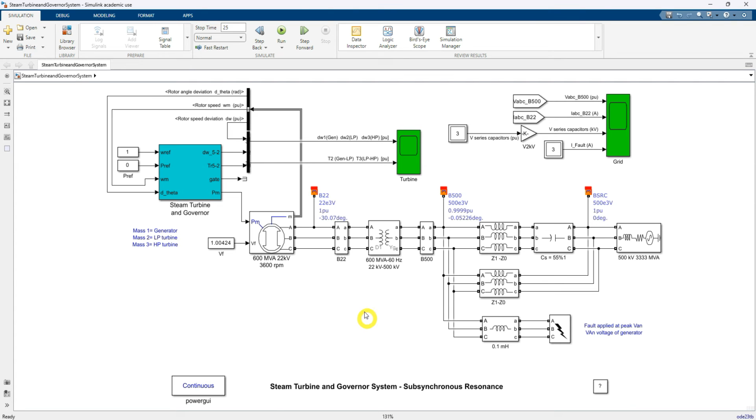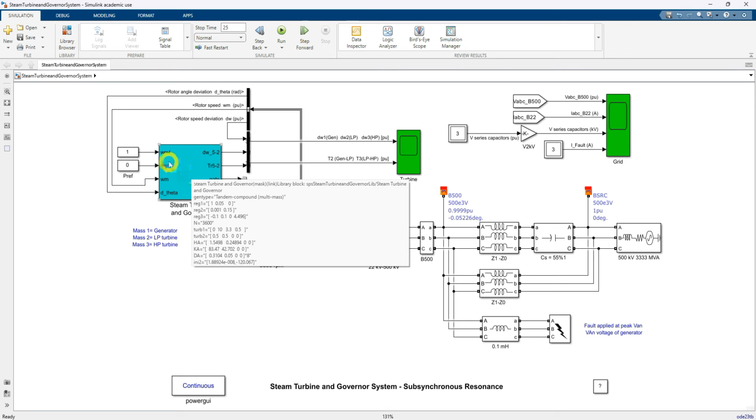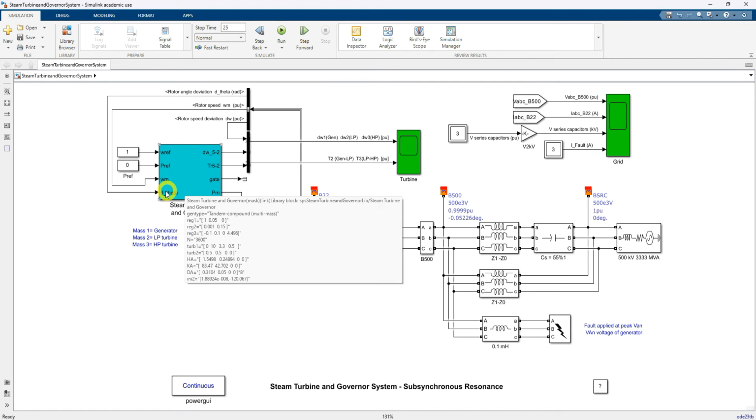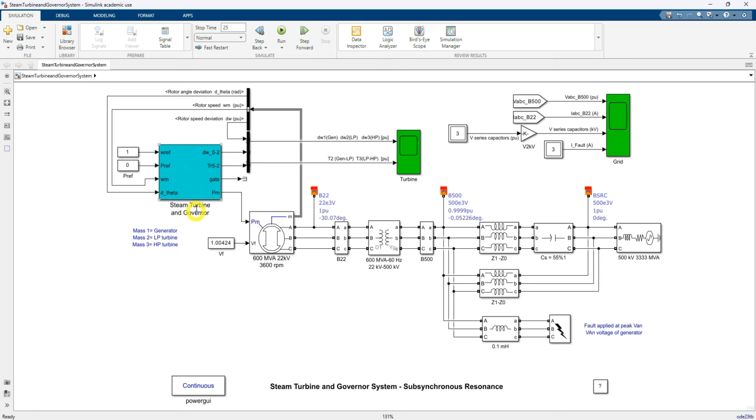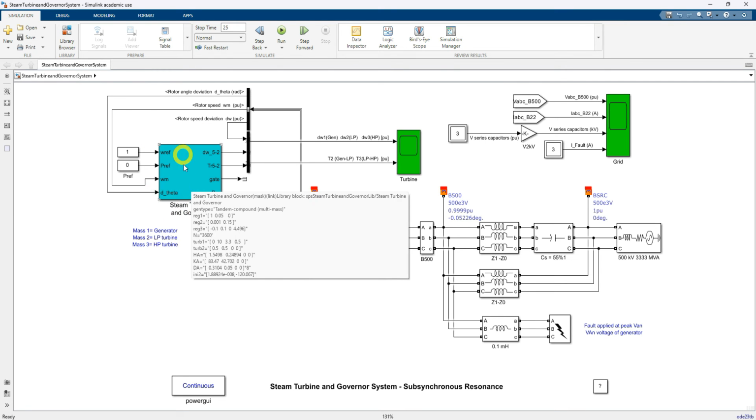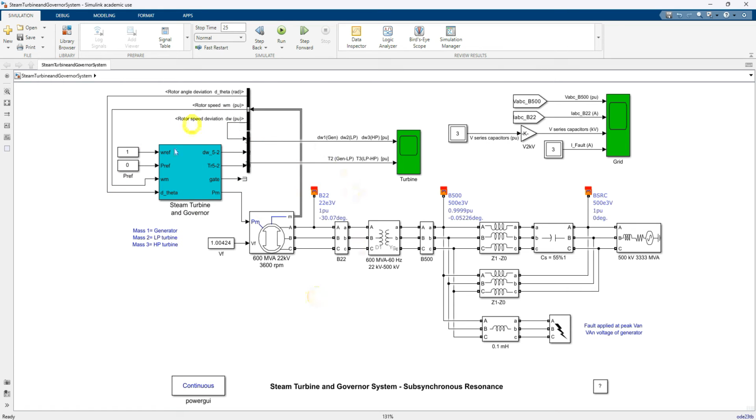And how will it affect the speed deviation in the turbine and the torque transmission in the turbine? It is connected to the generator, and it has a steam turbine with the governor. The steam turbine has low pressure and high pressure turbines. So this is a multi-mass spring model.